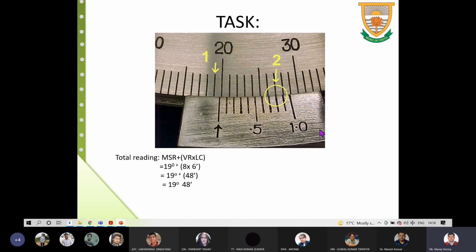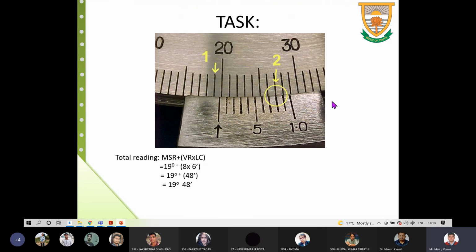So again, another example of the same thing is given. Suppose there is some scale which has divisions like this. You can see the main scale division from 20° to 30° has 10 divisions, right? So each main scale division corresponds to 1 degree.